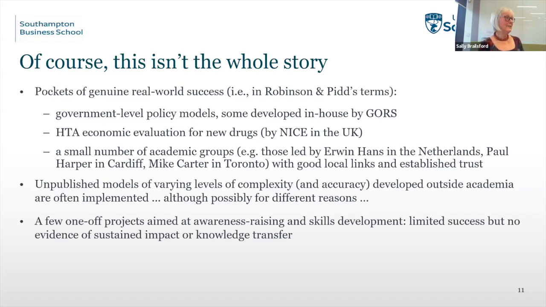And there have been some projects, and I've been involved in some of them, that have purposely set out to address this issue of management awareness and analyst skills. So they're looking at getting at the project from the top down and the bottom up to try and get an understanding of the potential of modelling embedded.